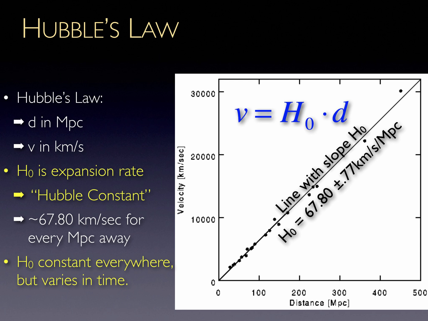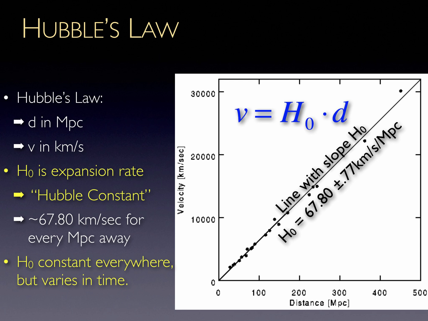The value of the Hubble constant is determined observationally using data about the measured velocities and distances. The more data we have, the better we can determine its value. Knowing the value is important because the Hubble constant is the expansion rate of the universe at the present time. The value of this constant is believed to have changed over time, but it is the same everywhere in the universe at any particular time.